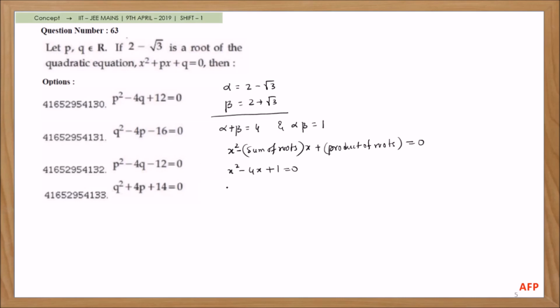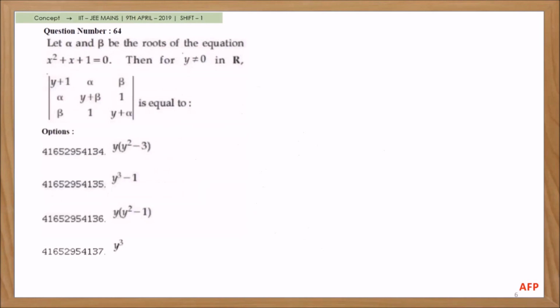If you compare with the given equation, p will be minus 4 and q will be 1. Substitute in any one of the equations and you will get the answer. If you substitute in the third equation, minus 4 whole square minus 4 into 1 minus 12 equals 0. This is 16 minus 4 minus 12, which is 0. So 0 equals 0. So the third equation follows. Third option it follows.